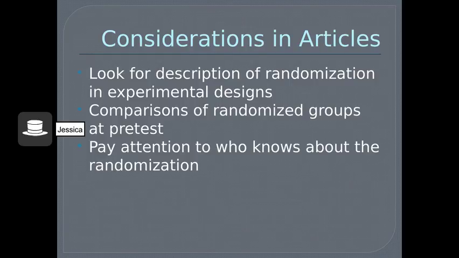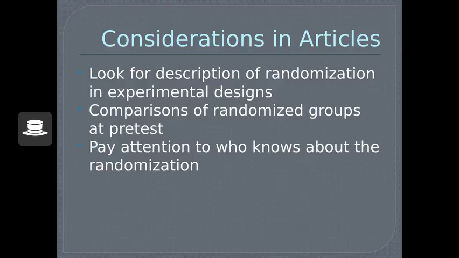So when you're reading your articles for your review, some of the things that you might look at related to randomization is just look for a description of the randomization in experimental designs and the process that they went through for randomization. You might see descriptions of whether it was simple or stratified, those types. There's also another design called matched design, where the participants are matched across groups. That's not as strong as randomization, but it's still something that you may see in the literature.